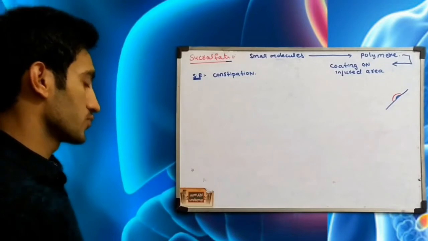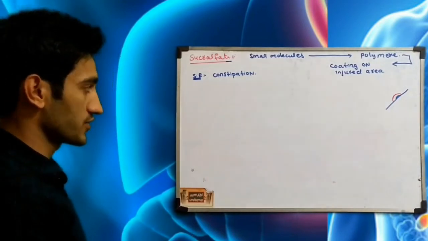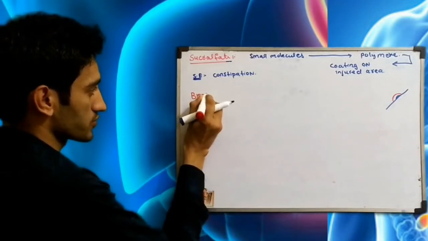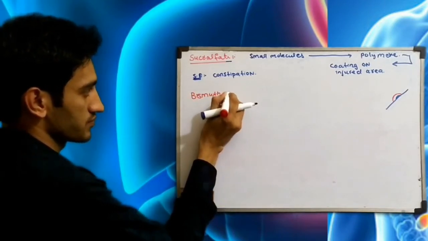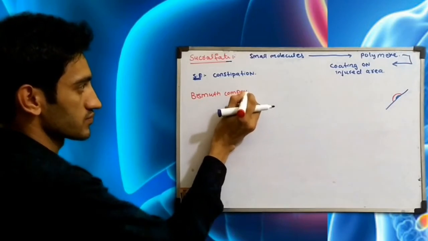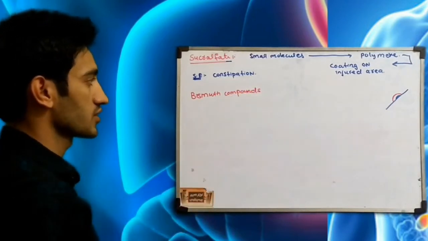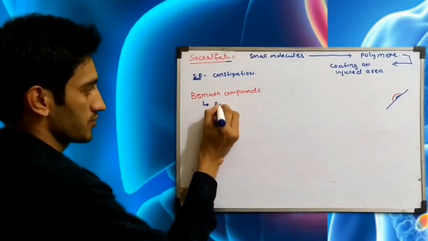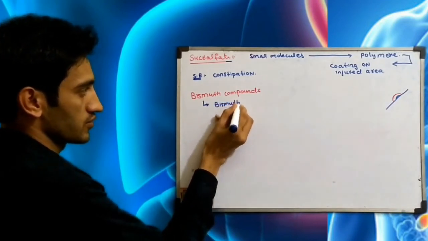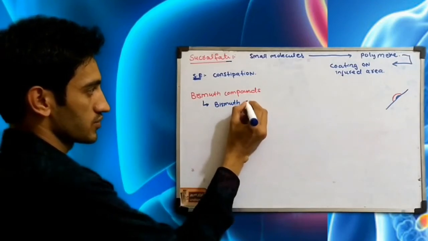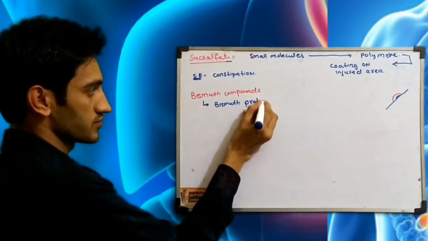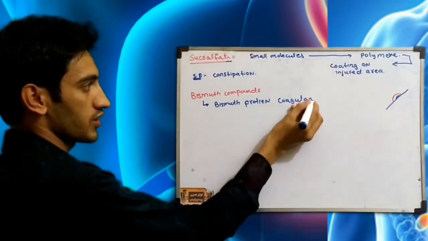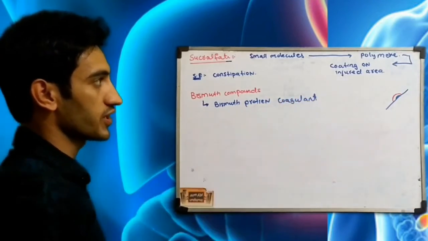Another drug which increases the mucosal defense is bismuth compounds. These compounds will form a bismuth protein coagulant, and this coagulant will prevent the ulcer.